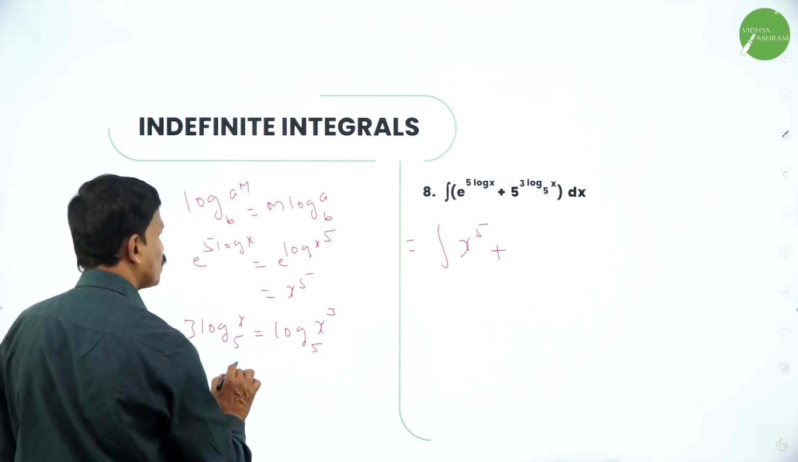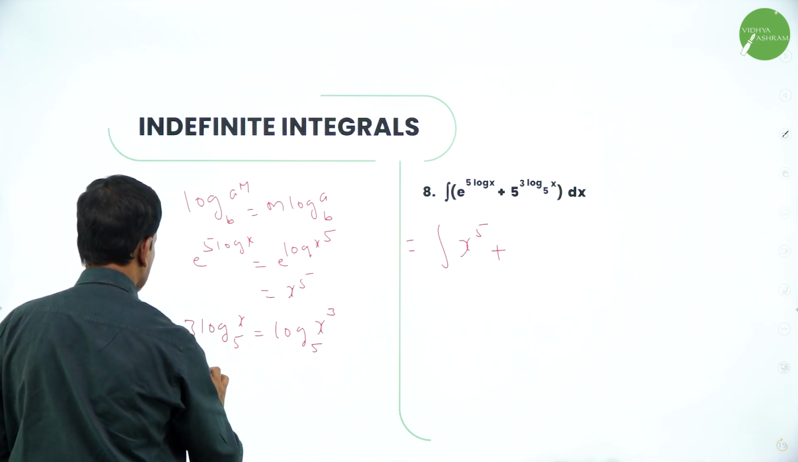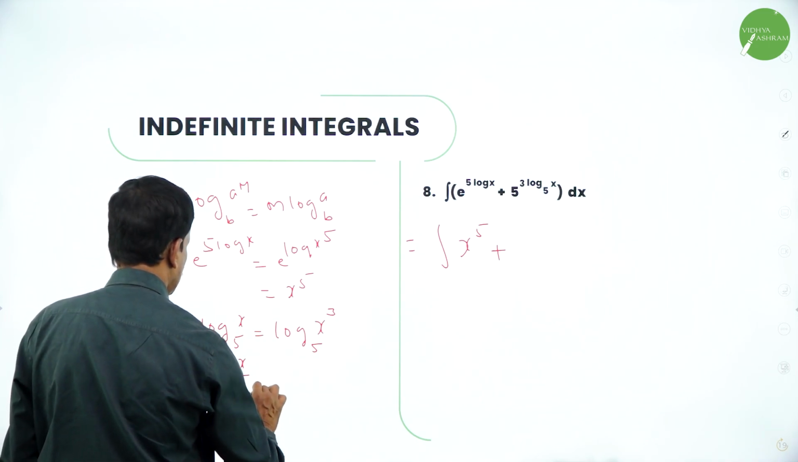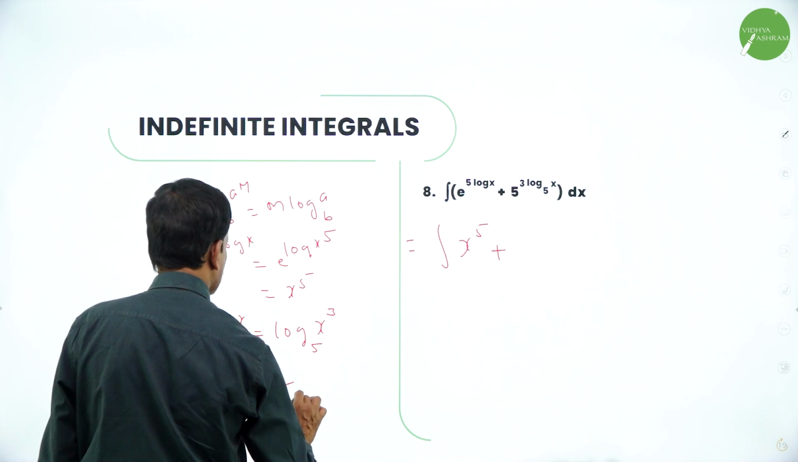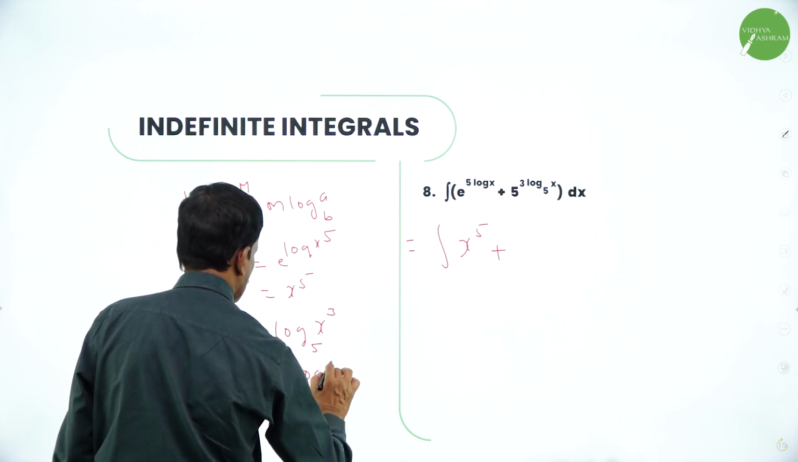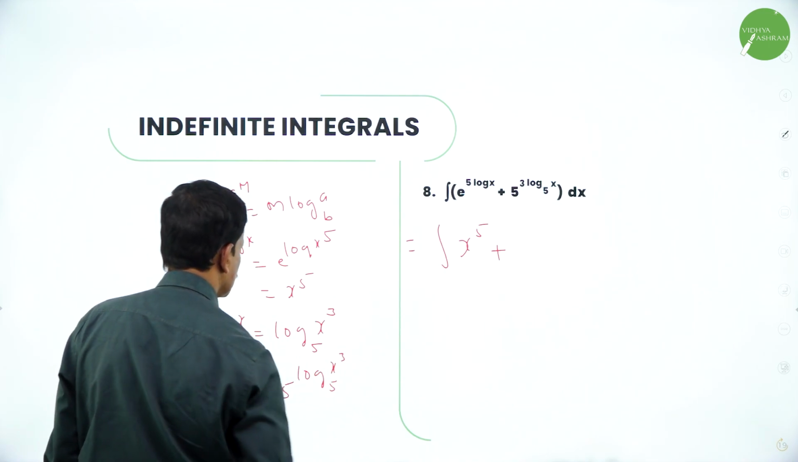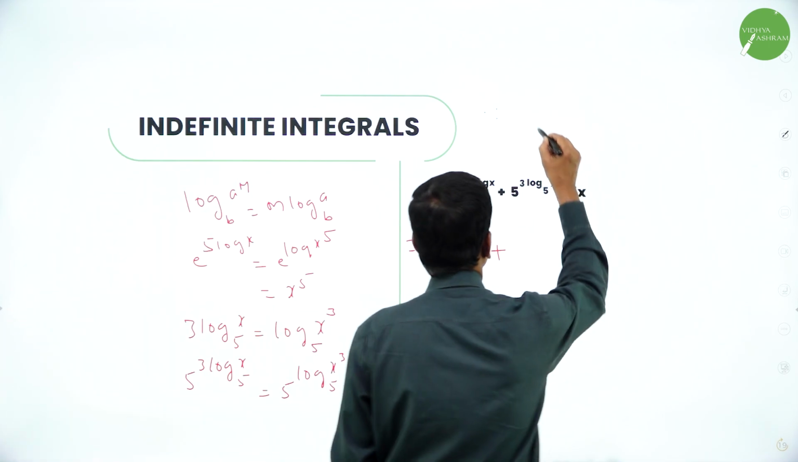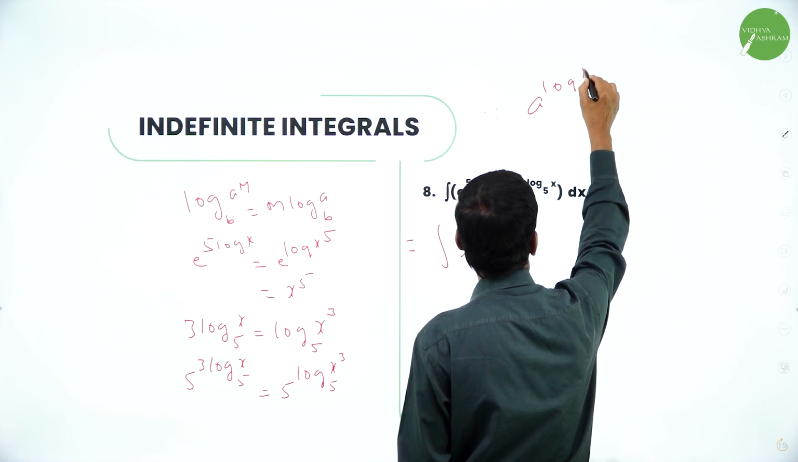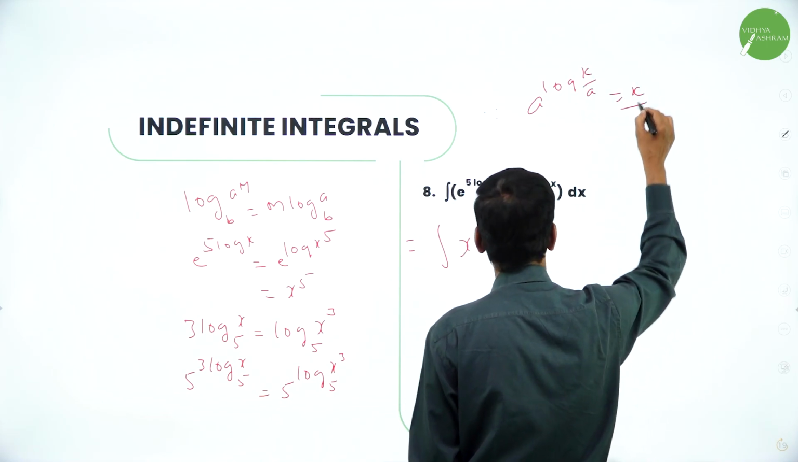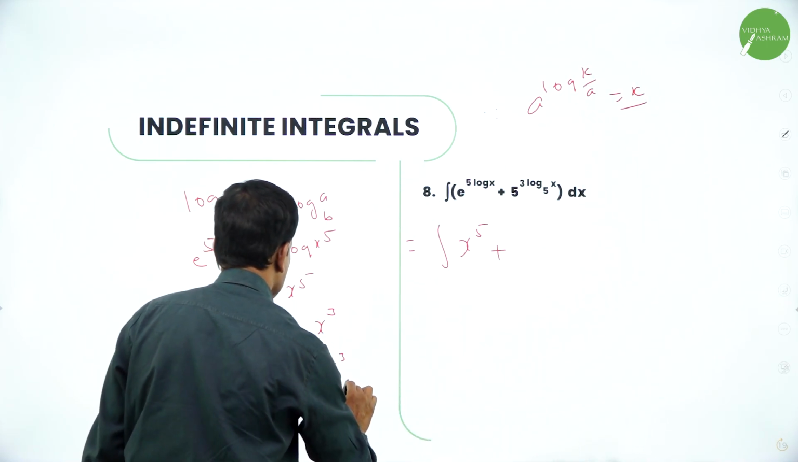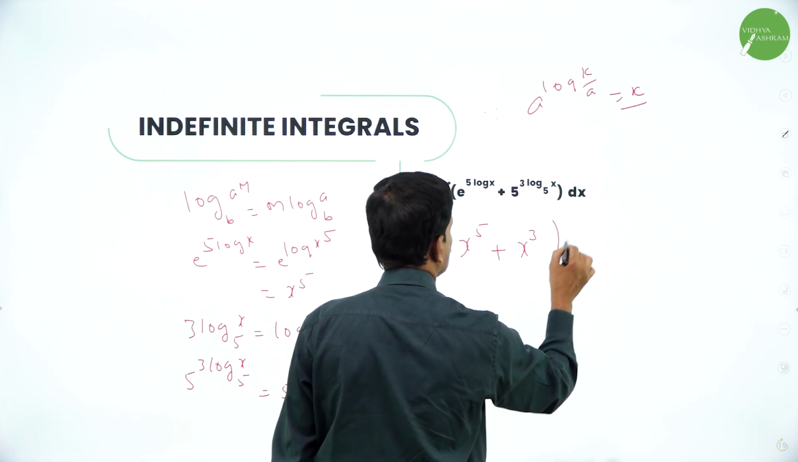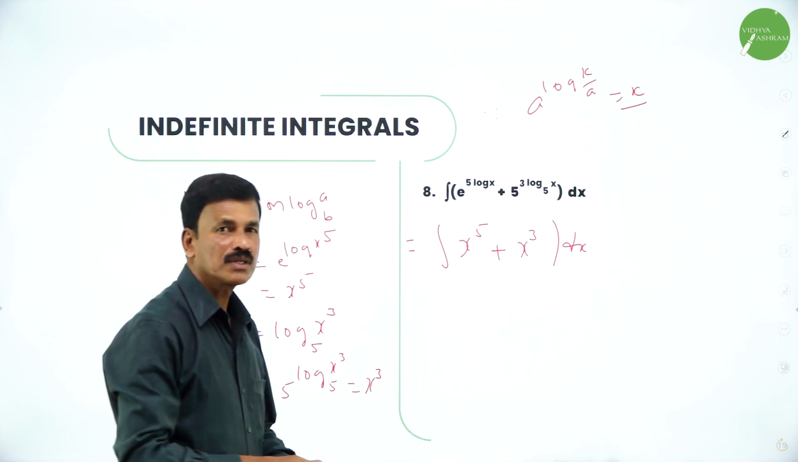Therefore 5 to the power of 3 log x to base 5 can be written as 5 to the power of log x cube to base 5. Since there is one formula, we know that a to the power of log x to base a is also equal to x. So this can be written as x to the power of 3. Therefore this becomes x cube dx. Very simple. Now listen to me.